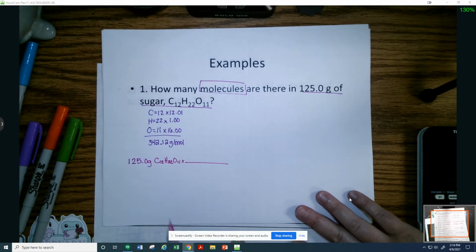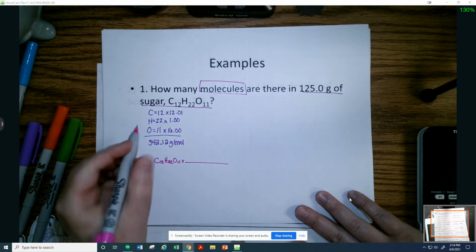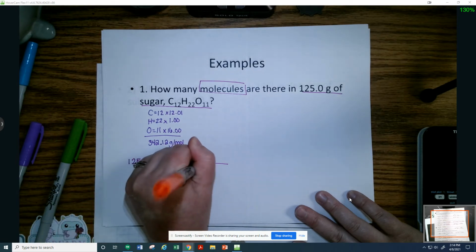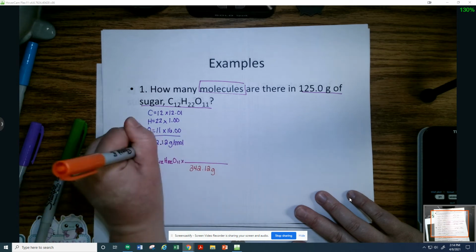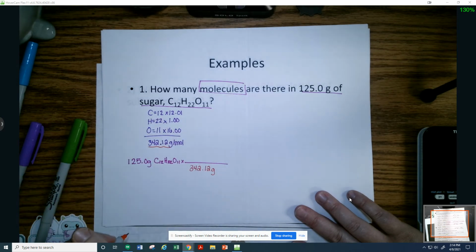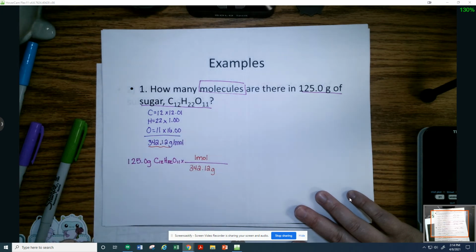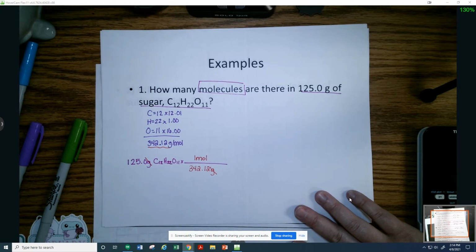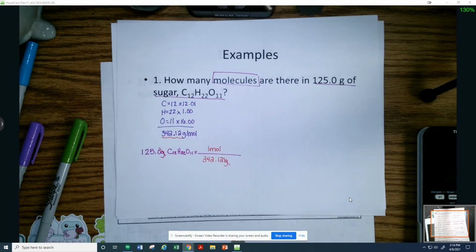When we set this up, my given unit is grams. The only thing I can use to get rid of grams is its molar mass. So that 342.12 grams is going to be the denominator. The numerator is going to be the 1 mole. What I see happen is my grams eliminates. However, the problem did not ask for moles. It asked for molecules. That is how I know that I'm not done.